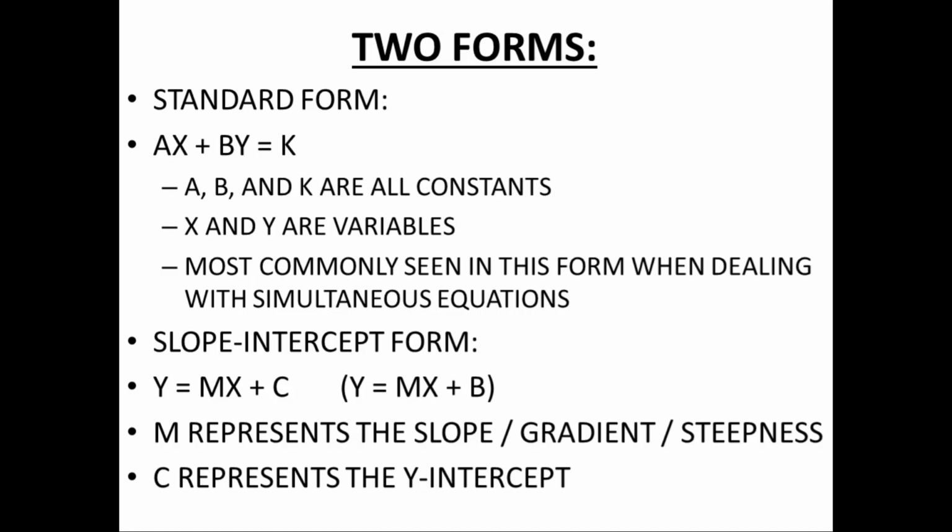This is most commonly seen in this form when dealing with simultaneous equations. The slope-intercept form is usually written as y equal mx plus c. That is mainly in the Caribbean. In the US and other countries, you will see it written as y equal mx plus b. The m represents the slope, which is also known as gradient, which is also known as steepness. The c represents the y-intercept.